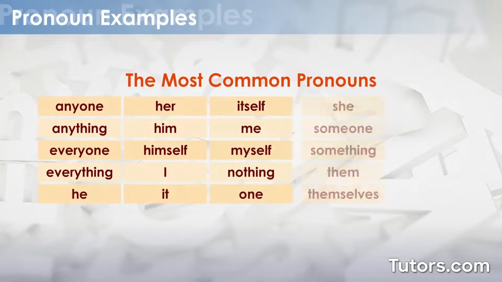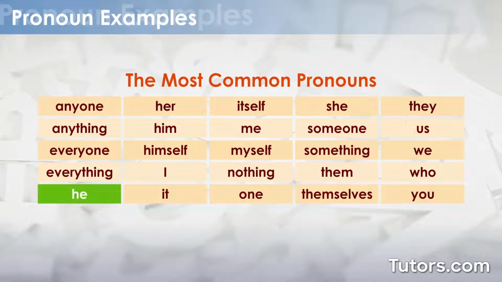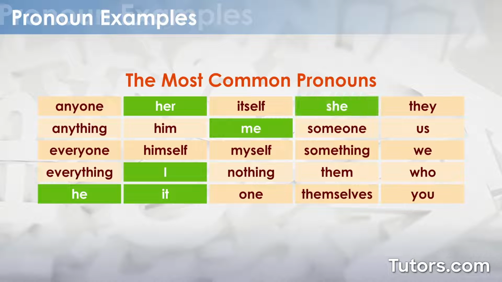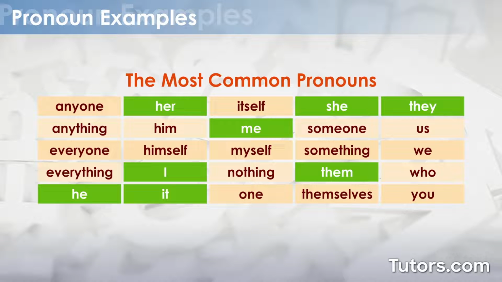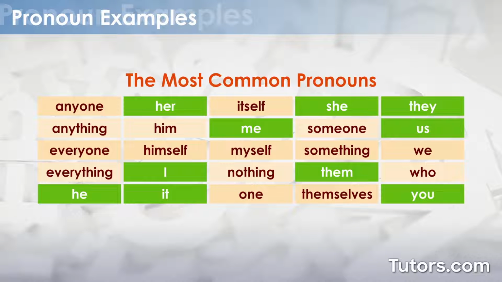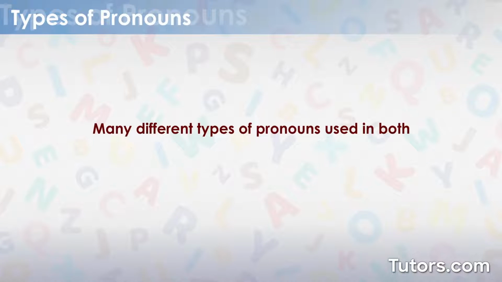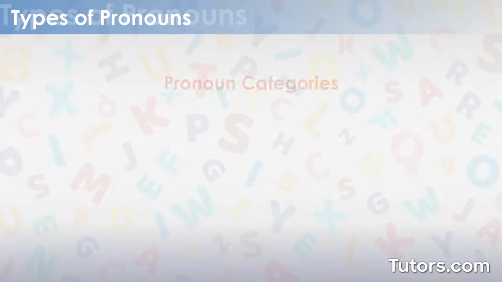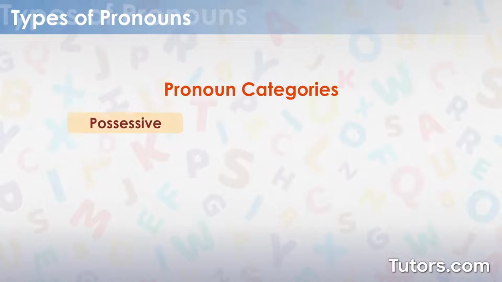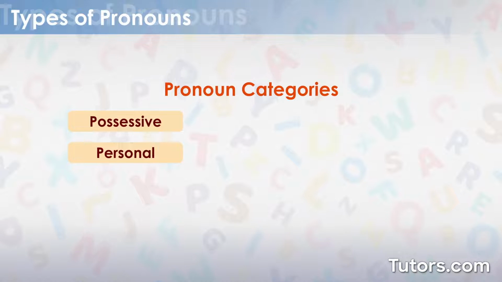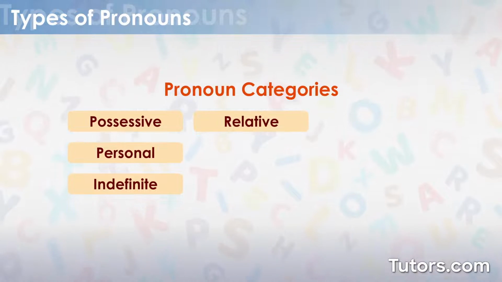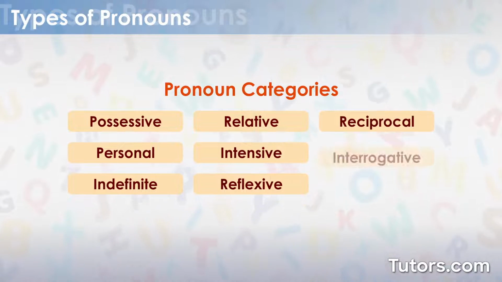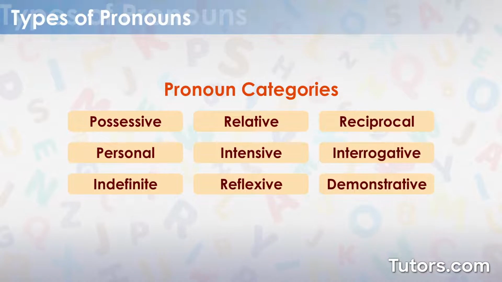The most common pronouns include he, her, I, it, me, she, them, they, us, and you. There are many different types of pronouns used in both writing and speech in the English language. These pronoun categories include possessive, personal, indefinite, relative, intensive, reflexive, reciprocal, interrogative, demonstrative.